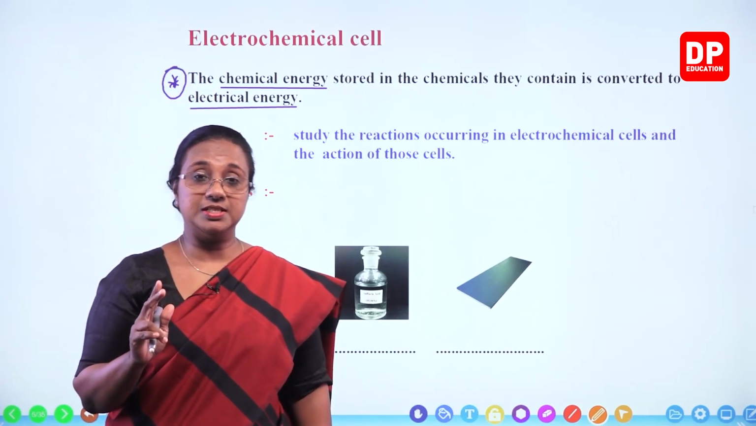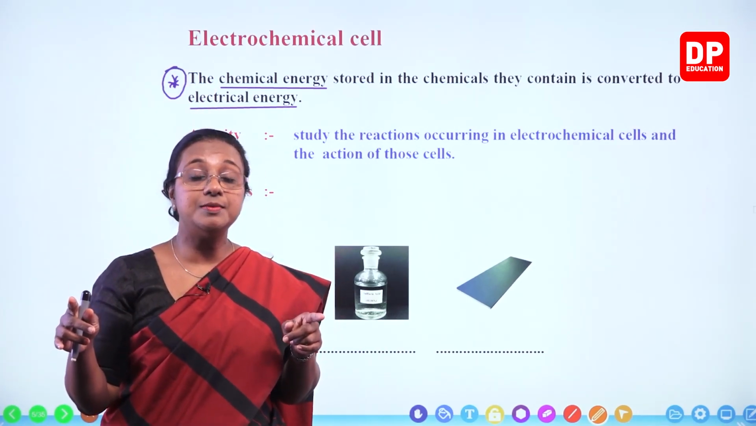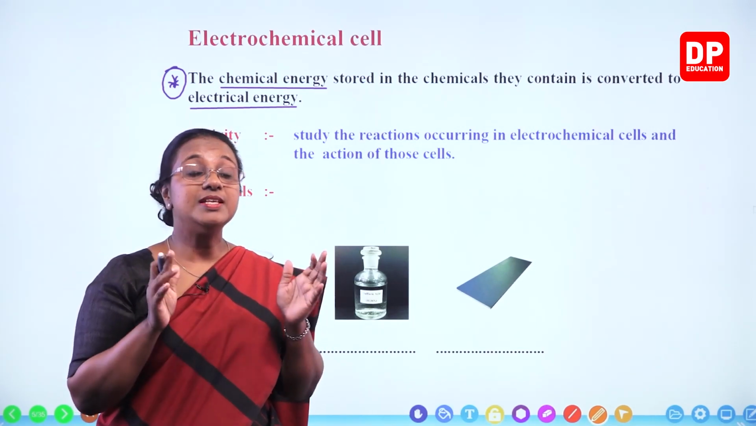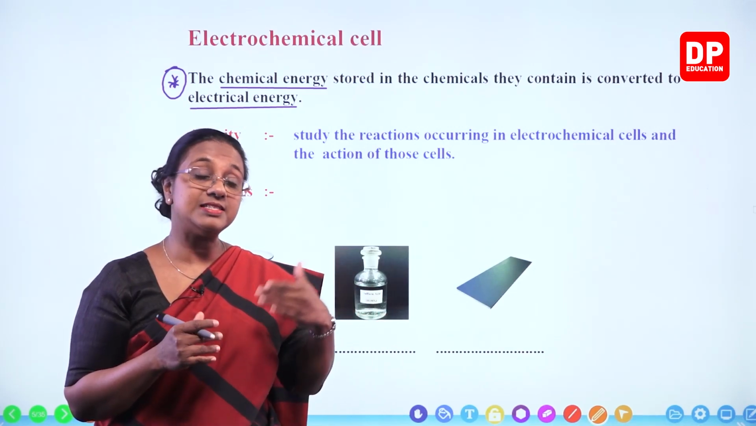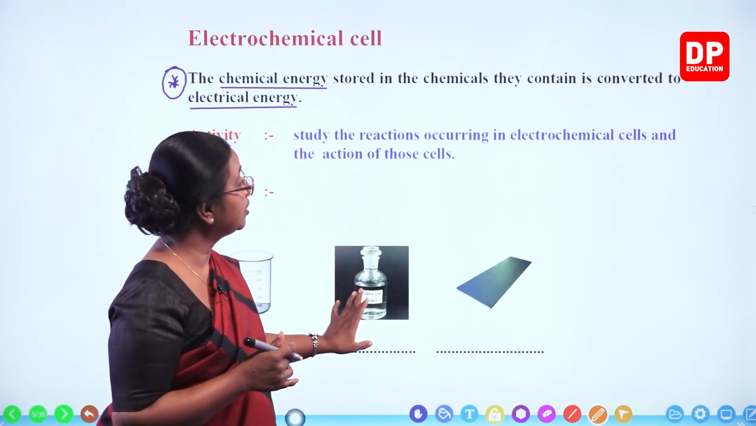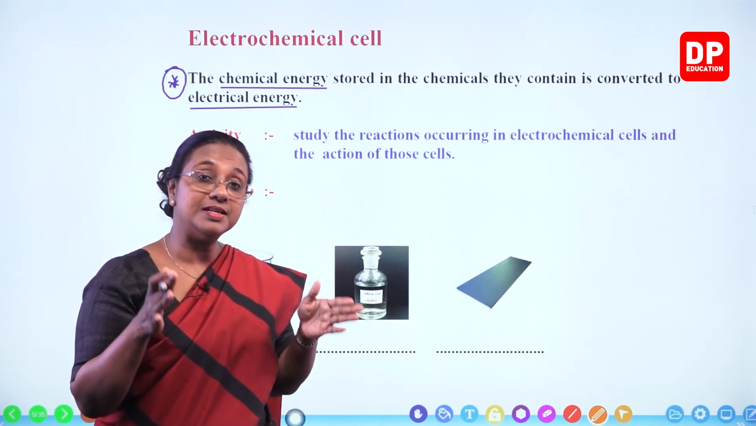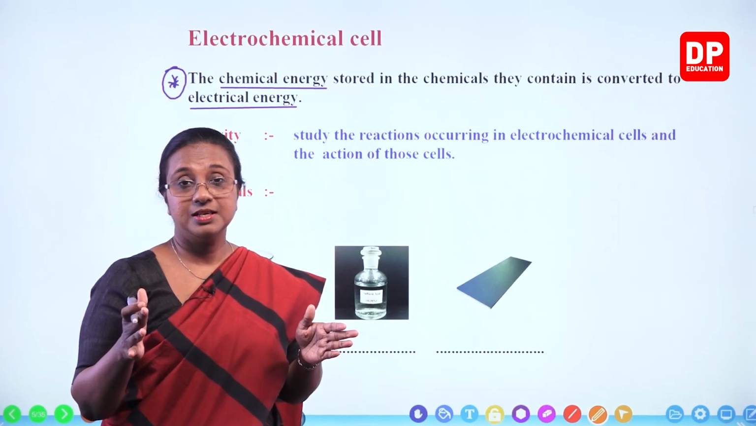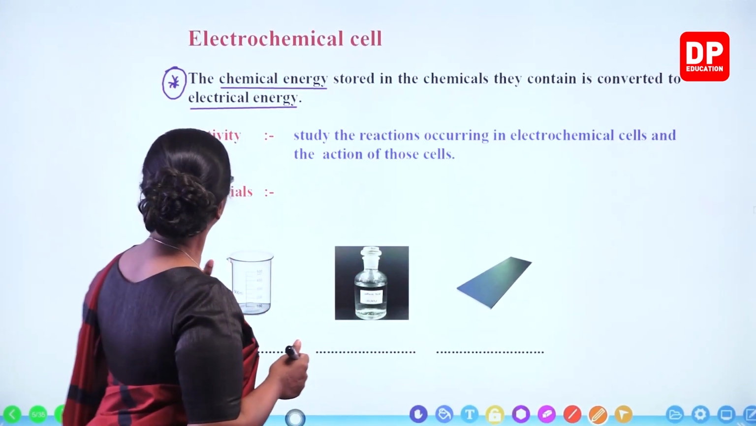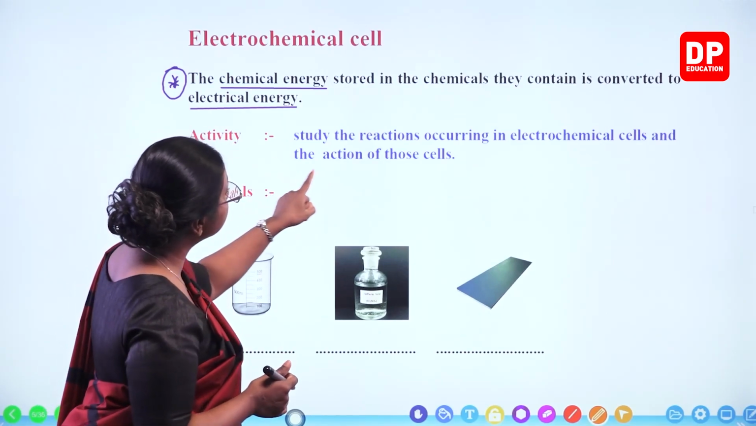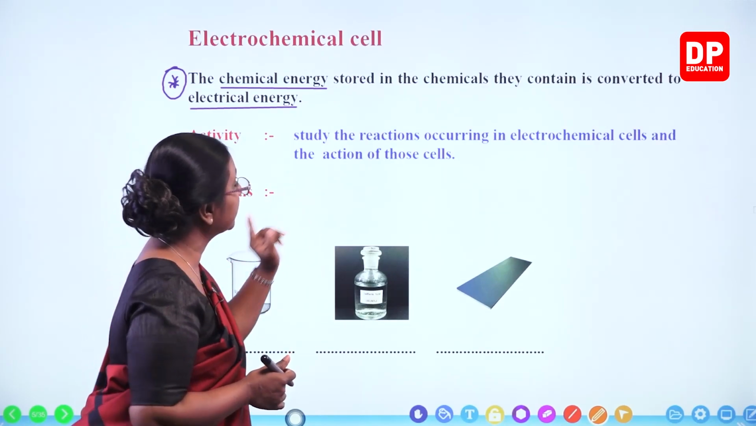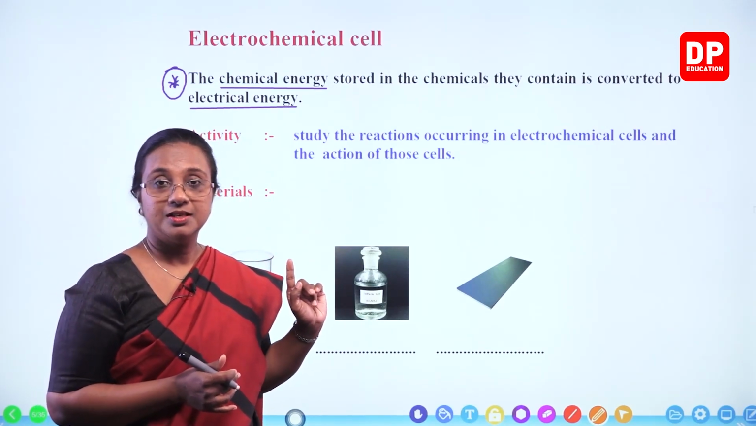Now you all know, students, in a battery there are two terminals, the positive terminal and the negative terminal. These terminals are actually known as electrodes in electrochemical cells. So we will first try to understand what happens at those two terminals. To do that, we will look at this activity. The activity is to study the reactions occurring in electrochemical cells and the action of those cells.